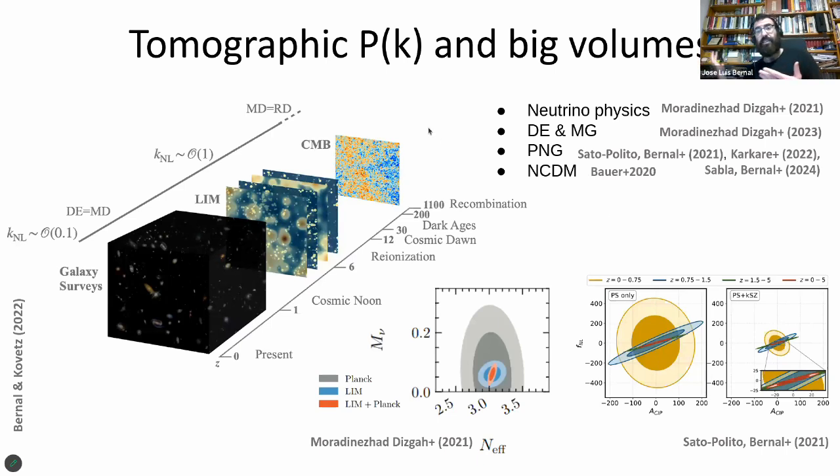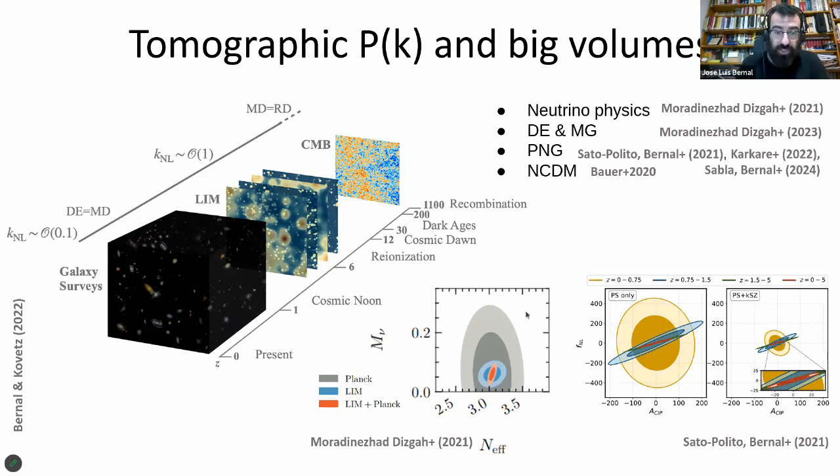Dark energy and modified gravity, I already mentioned it in the case of the BAO, but also through the effect that it may have in the power spectrum in a redshift-dependent and scale-dependent way. This was, as in the case of neutrino physics, studied in papers led by Asadeh Moradinesa, this guy. And also, thanks to the access to those huge scales, we will be able to probe primordial non-Gaussianity.